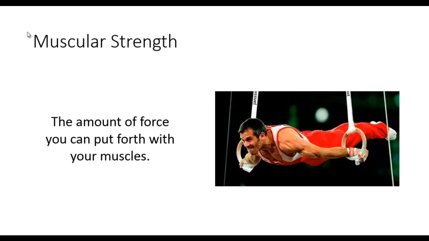Muscular strength is the amount of force you can put forth with your muscles, right? So one person is able to, let's say, bench press 100 pounds. They're exerting force on that bar, which allows them to actually bench press the weight. Another person can apply twice as much force, for example, and bench press 200 pounds. That is what we refer to as muscular strength, and it's all about force application.